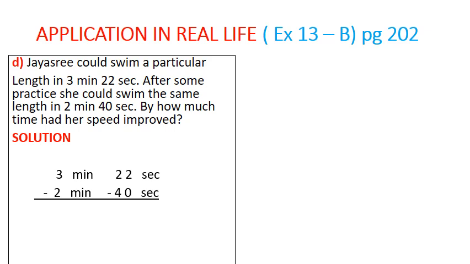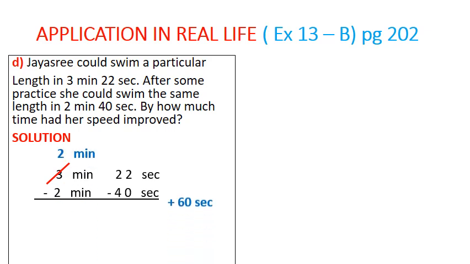Now can we subtract 22 minus 40? No, because 22 is smaller and 40 is greater than 22. So we need to go for borrowing. Let us borrow. 3 minutes will become 2 minutes. So 1 minute is borrowed.